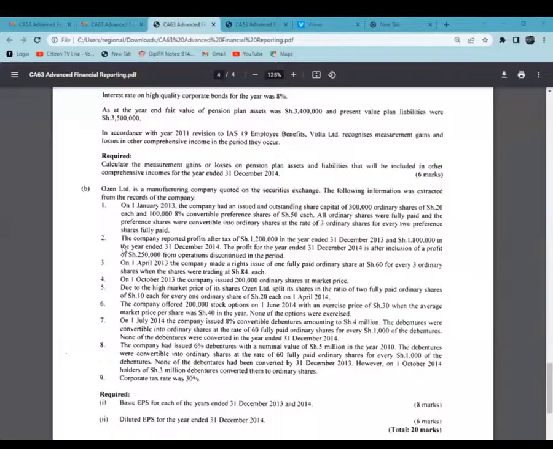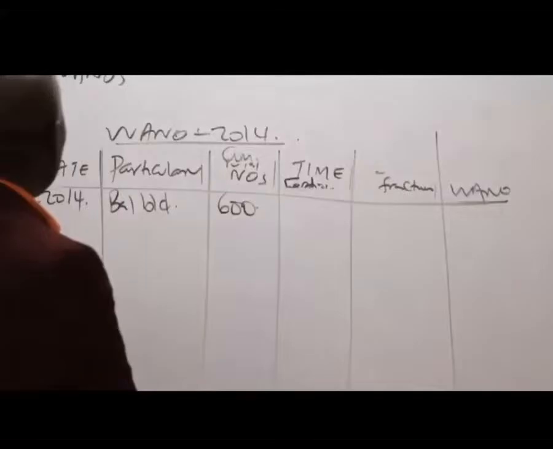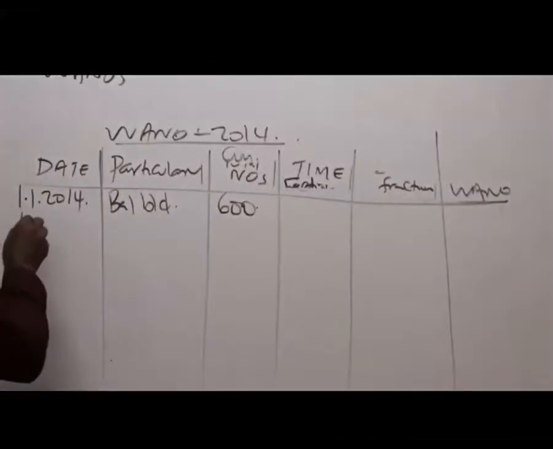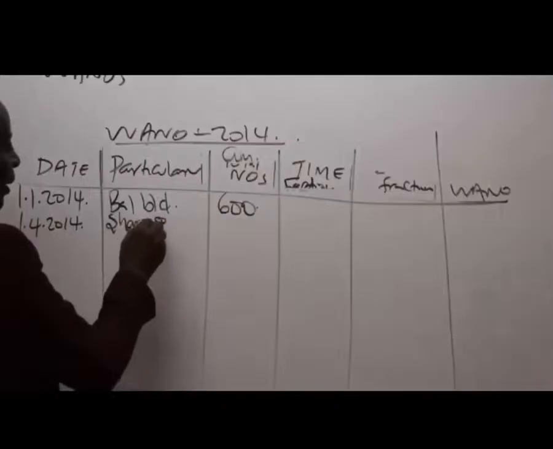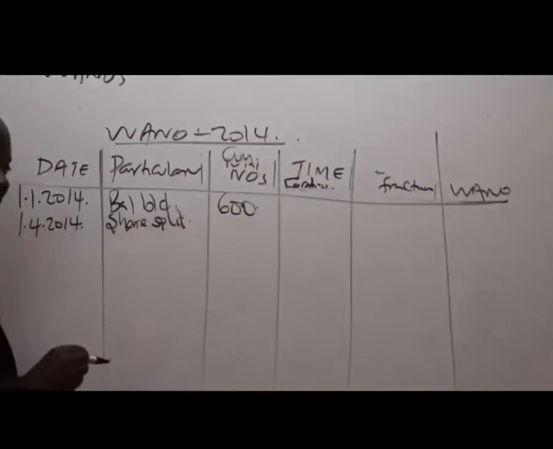In 2014, the very first transaction, after bringing it down, is this one here. Due to the high market price of its shares, Ozen Limited split its shares in the ratio of 2 paid ordinary shares of shillings 10 each for every 1 ordinary share. Which date is this? 1st April 2014. So what happened here? It's a share split.